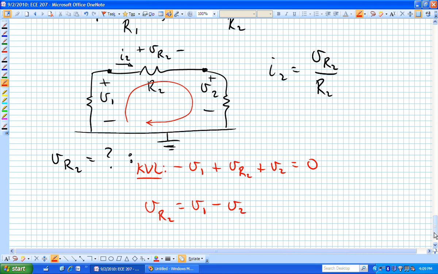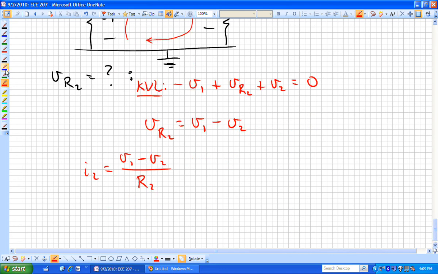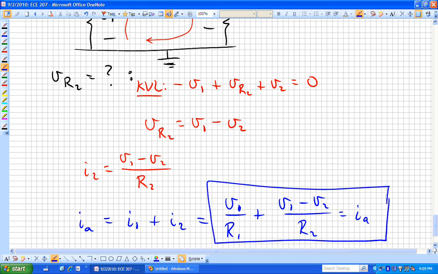We can now say that I sub 2 is equal to V1 minus V sub 2 over R sub 2. What we had to begin with was that I sub A was equal to I sub 1 plus I sub 2. That's just V1 over R1 plus V1 minus V2 over R sub 2. And that's equal to I sub A. And there's one equation in the three unknowns, V1, V2, and V3.